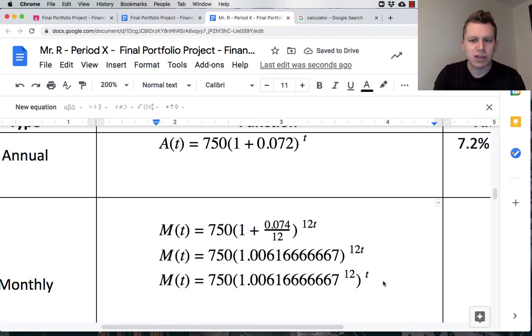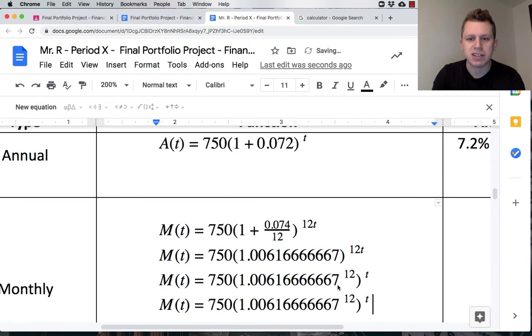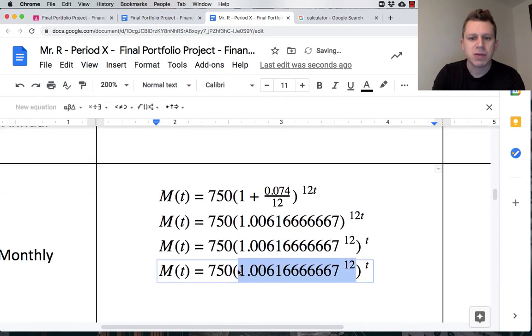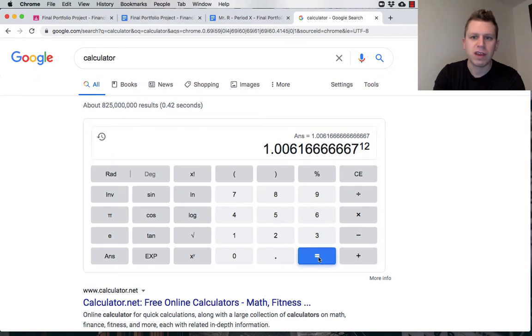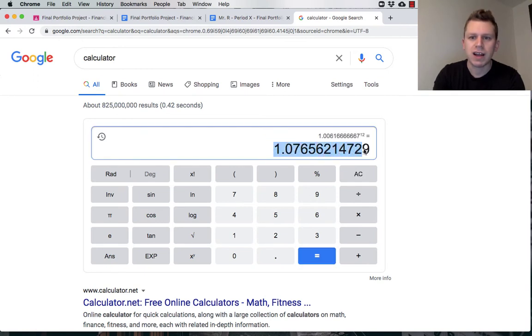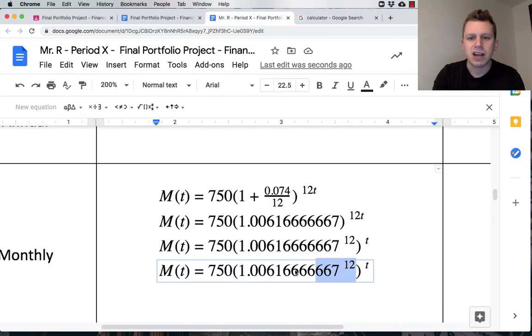Right now it's in annual interest rate form, but I don't know how much it's growing by because it's still to the 12th power. So in this step, I'm going to simplify this piece. I go back to my calculator and take this base and use the exponent button, and now I'm writing the exponent 12. Equals. I got it right here. I'm going to take that, go back here, and copy that over this.